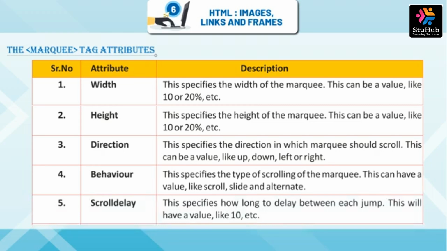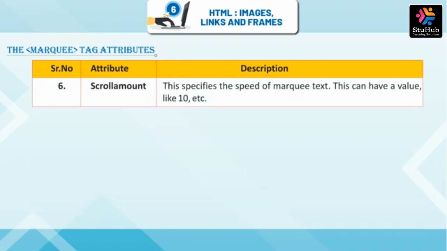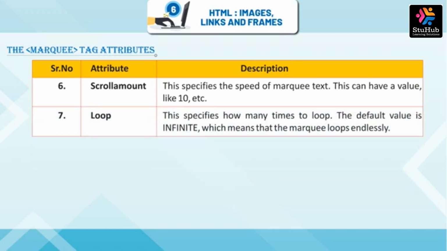5. Scroll delay. This specifies how long to delay between each jump. This will have a value like 10, etc. 6. Scroll amount. This specifies the speed of the marquee text. This can have a value like 10, etc. 7. Loop. This specifies how many times to loop. The default value is infinite, which means that the marquee loops endlessly.